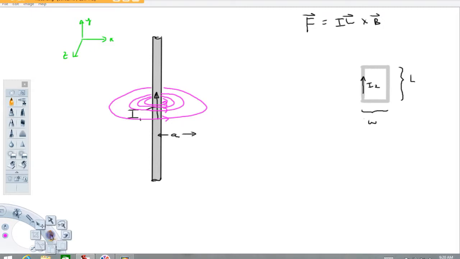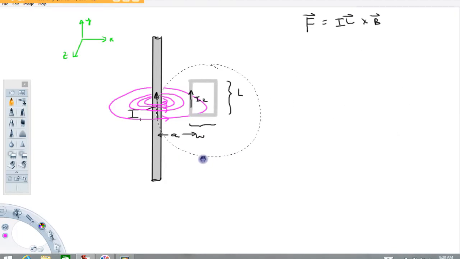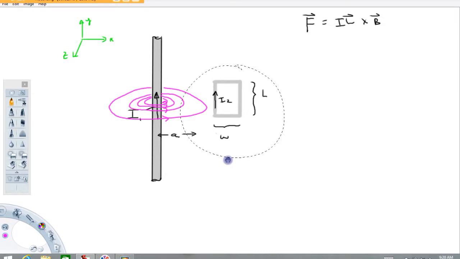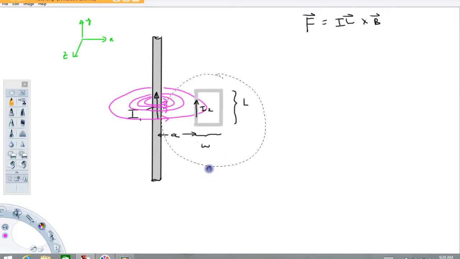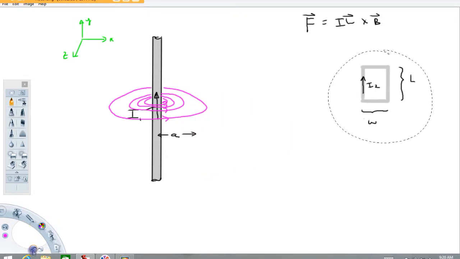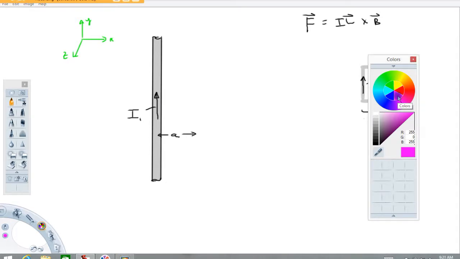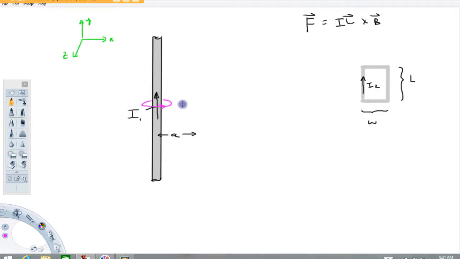So when we take our current loop and put it somewhere close, actually, distance A away, I'm going to get rid of these and just put one magnetic field line. The field lines are looking like this around the wire, but again, there are many, many of them. It's important to realize that anywhere along here, those field lines are in the minus Z direction.